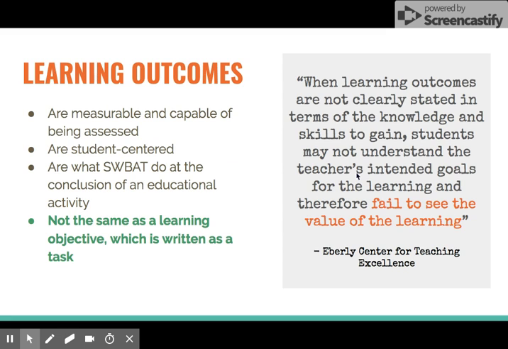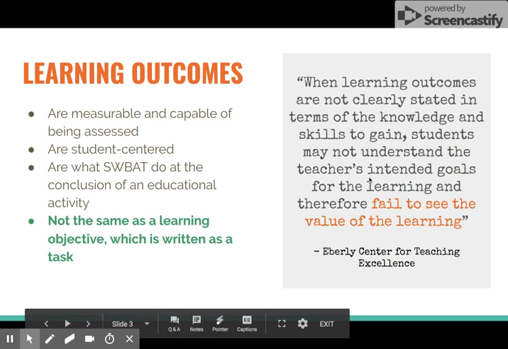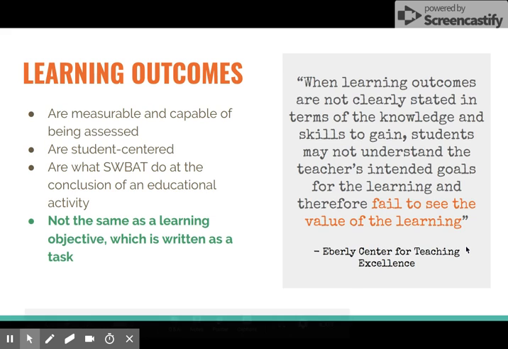They are student-centered, and they're essentially what a student will be able to do at the conclusion of an educational activity. I really like this quote from the Eberly Center for Teaching Excellence, which reads, "When learning outcomes are not clearly stated in terms of the knowledge and skills to gain, students may not understand the teacher's intended goals for the learning and therefore fail to see the value of the learning." That's why it's so important for us to have strong learning outcomes, so that students buy into the learning and they see why it's meaningful.